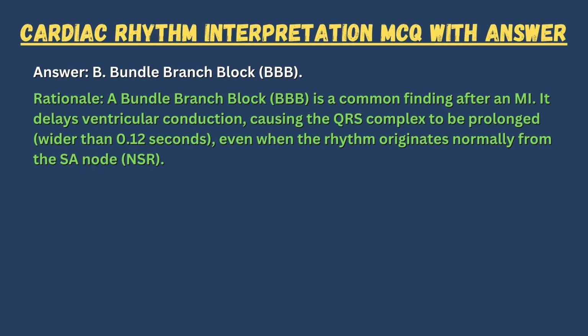Rationale. A bundle branch block, BBB, is a common finding after an MI. It delays ventricular conduction, causing the QRS complex to be prolonged, wider than 0.12 seconds, even when the rhythm originates normally from the SA node and SR.